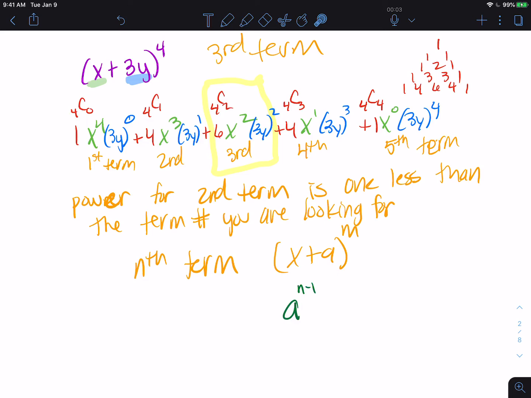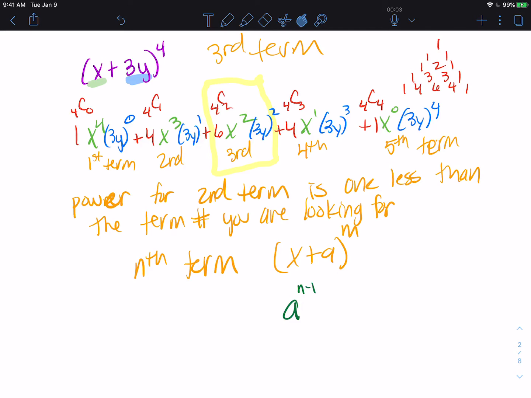Okay. Then notice I like to, when I'm finding a term, use the combinations instead of Pascal's triangle. Now I put Pascal's triangle up here so that you could see it. But notice here that on our combinations, the right side matches your second term power. So the 2 matches the 2, the 3 matches the 3, the 4 matches the 4, the 0 matches the 0. Okay? So that way I don't have to make a whole triangle just to find one term.